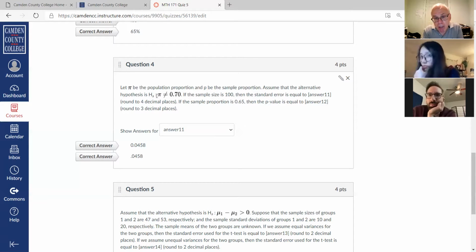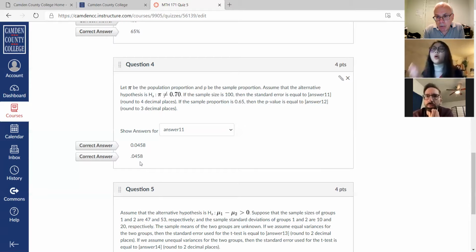Now, if you don't have pi, like in the case of a confidence interval, then you have to use the sample proportion in that formula instead of pi. But you do have it here because it's a hypothesis test. So you ignore the sample proportion as far as the standard error is concerned. So the standard error is going to be the square root of all of that, 0.7 times 0.3 divided by 100, and that comes out to 0.0458.